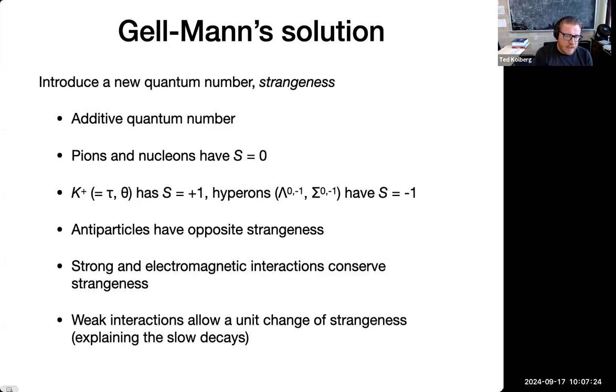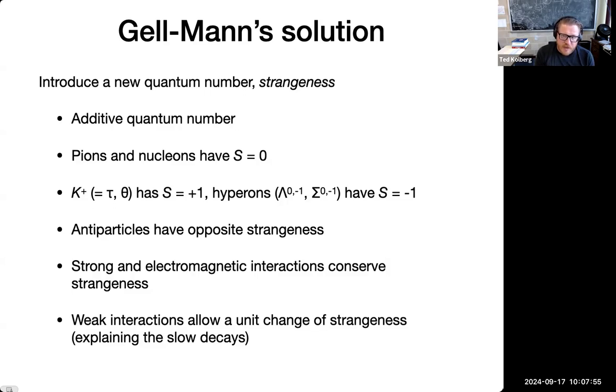Pions and nucleons, the neutron and the proton, have a strangeness of 0. But the kaons, what today we would call the tau and theta particles, that was the puzzle that we talked about last time, we now call them kaons, have a strangeness of +1. And the hyperons that we saw, for example, in the spallation event on slide 2, have a strangeness of -1. Today we would call them the lambda and the sigma hyperons or baryons.